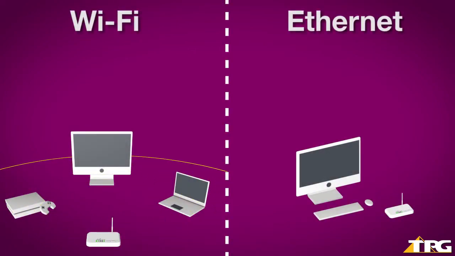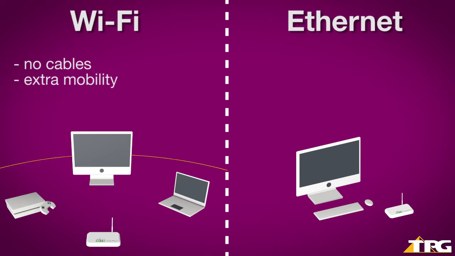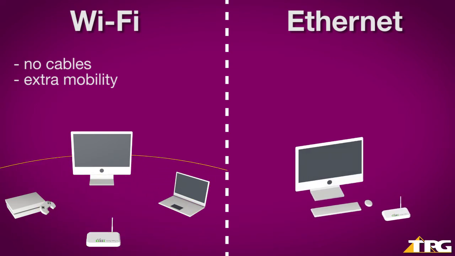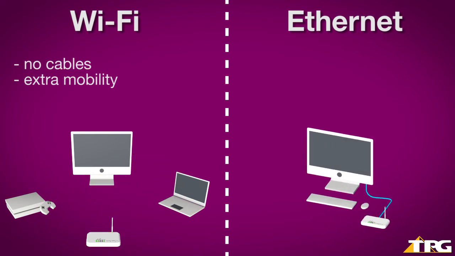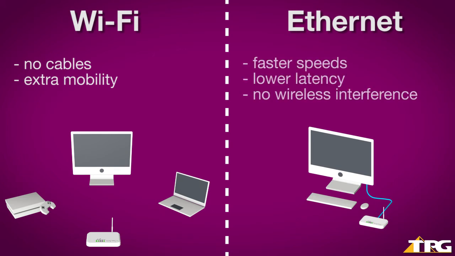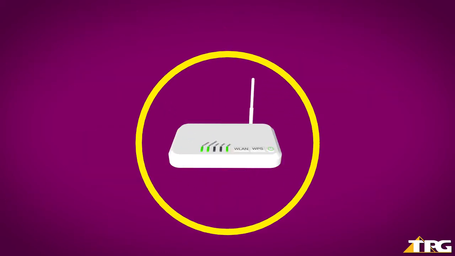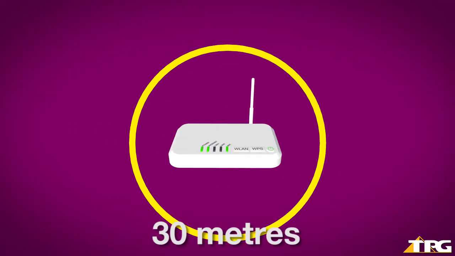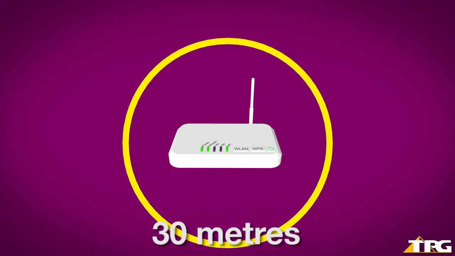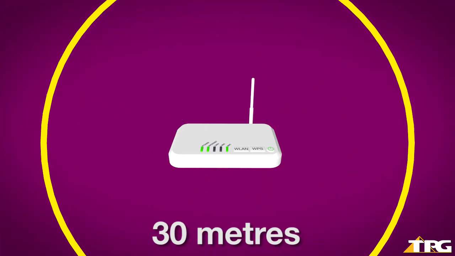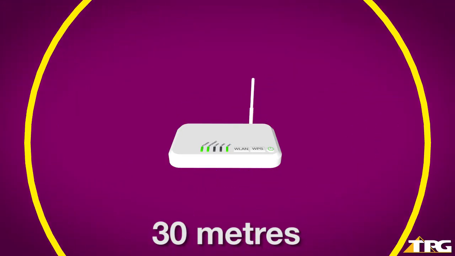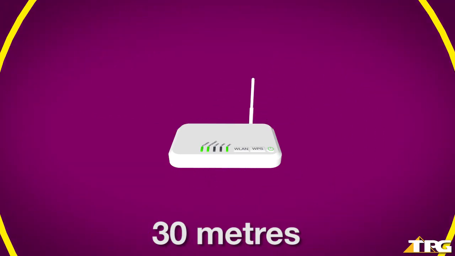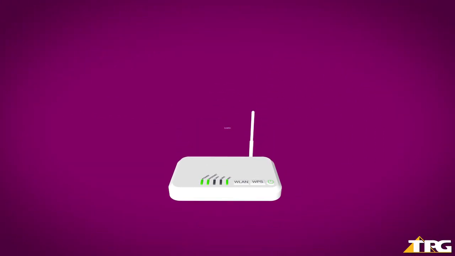Wi-Fi removes the need for cords and cables, making it more convenient to use your devices anywhere in the home. Ethernet, or wired, still offers advantages though, with faster speeds, lower latency, and no wireless interference. Typically, a Wi-Fi signal will reach up to 30 meters. However, there are a number of factors that may interfere with the signal. Here are a few things you can do to give your wireless signal the best chance at reaching your devices.